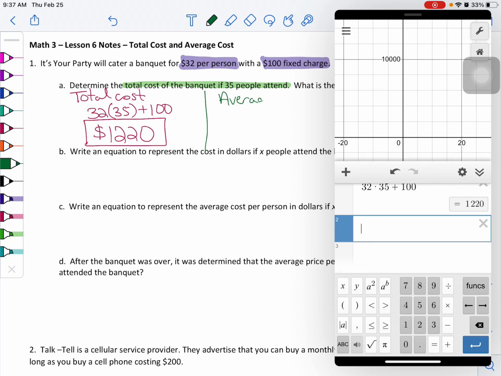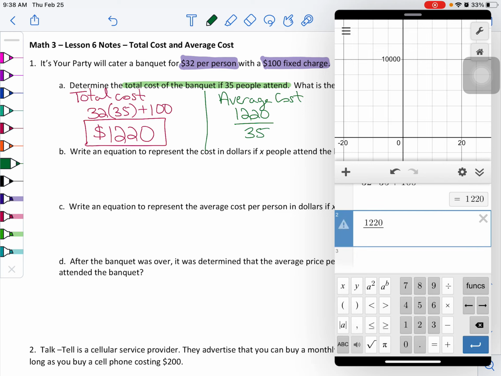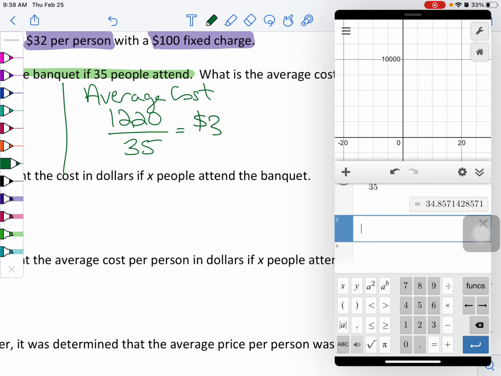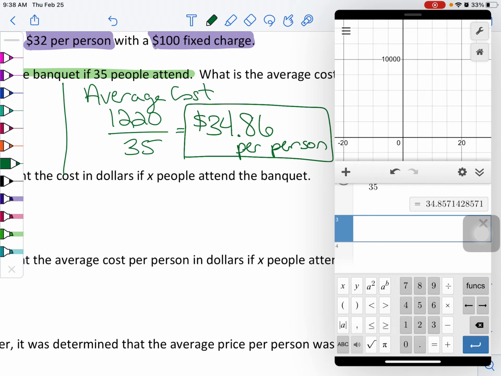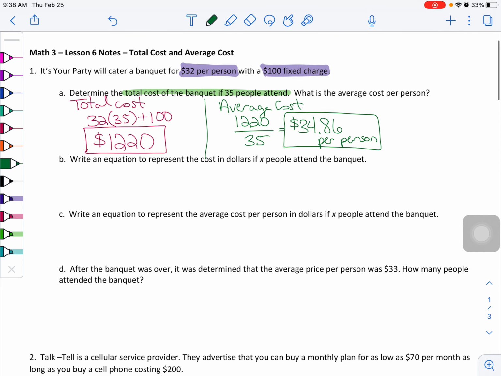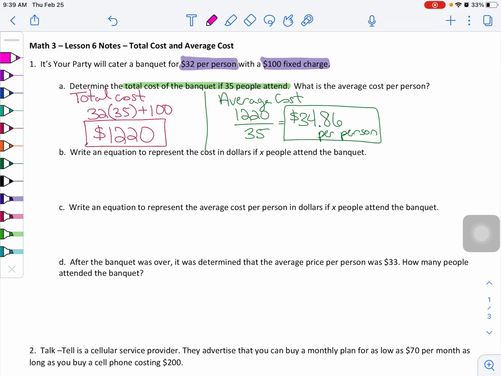The second part asks, let me slide Desmos over, what is the average cost per person? So I'm going to take that total cost I just found, $1,220, and divide it by the number of people who attended. Well, there's 35 people. So take 1,220 divided by 35 people. Now, this answer is a nifty little decimal, but we're talking about average cost, and cost is about money. So we want to make sure this is in dollars and cents. So $34.86 if I round it. So this is going to equal $34.86 per person. So there's my average cost per person for 35 people to attend. Now, I'm going to try to get Desmos off my screen. Okay, there it went.